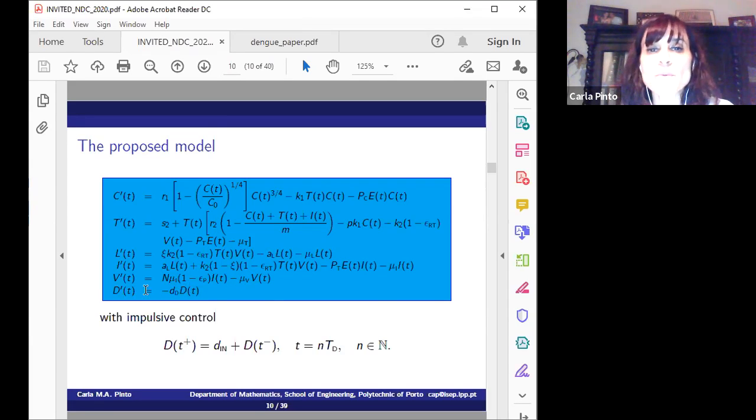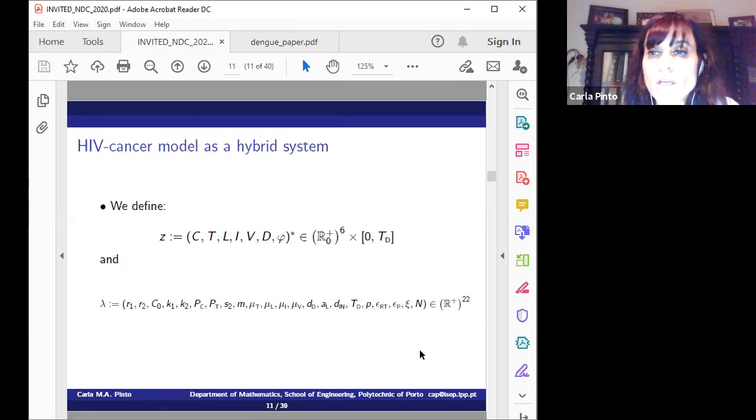And this equation here describes the amount of chemotherapy which is applied to fight the cancer cells. We use an impulsive control for this. So at multiples of TD, which is the interval of application time, there is this impulsive control, and this is when the chemotherapy is applied. It mimics the time in which realistically the chemotherapy would be applied in a patient infected with HIV and with any of those cancers.